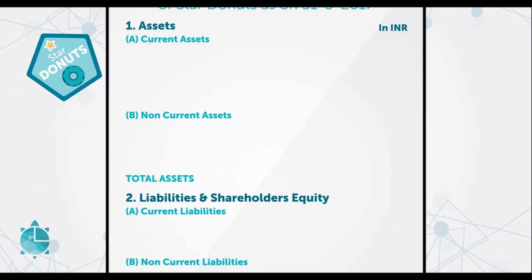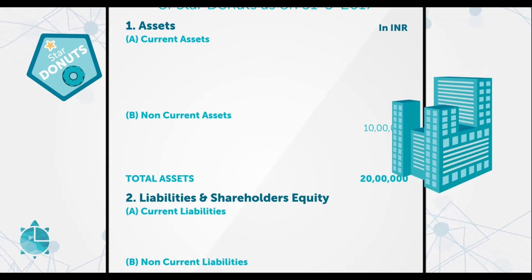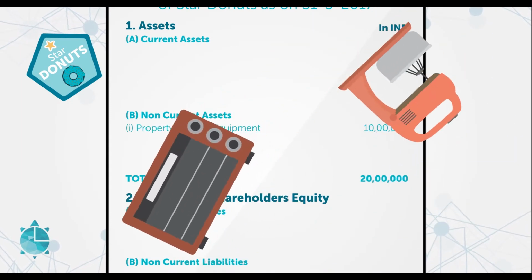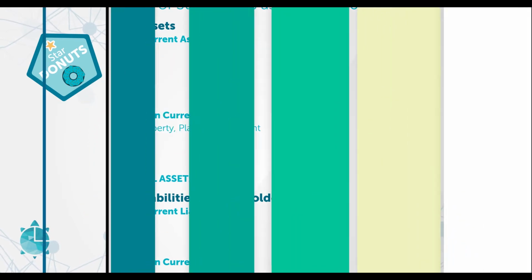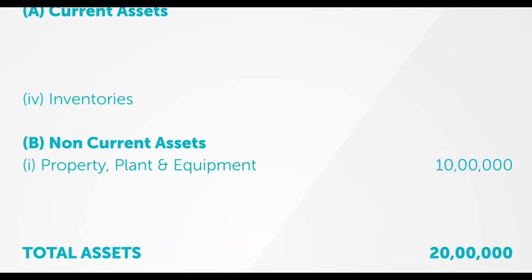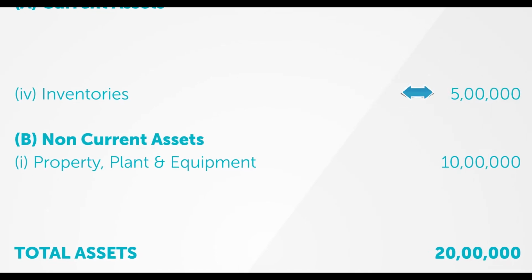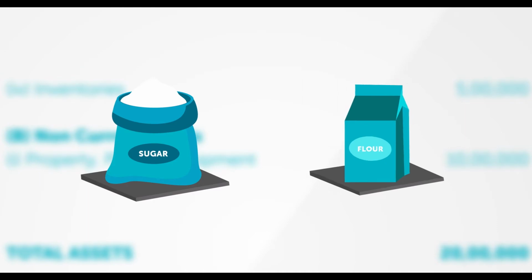Star Donuts has total assets of INR 2 million. 50%, or 1 million, of the assets are in property, plant and equipment. These are equipment that Star Donuts has bought to run its daily operations. The other major item on the asset side is inventories. Star Donuts has inventories to the tune of 500,000. Inventories consist of items such as sugar, syrups, dough and packaging materials.